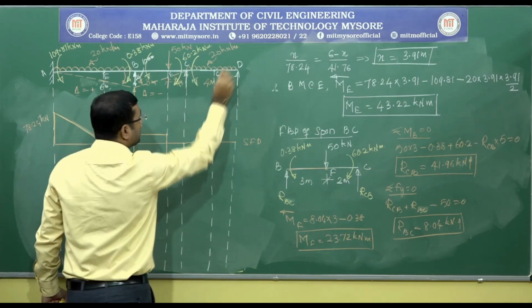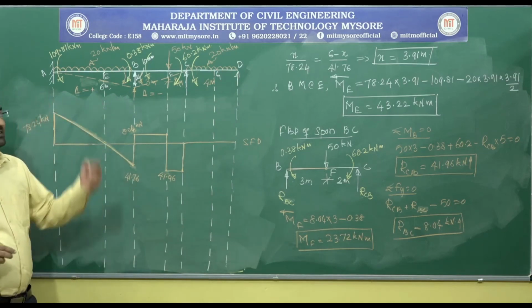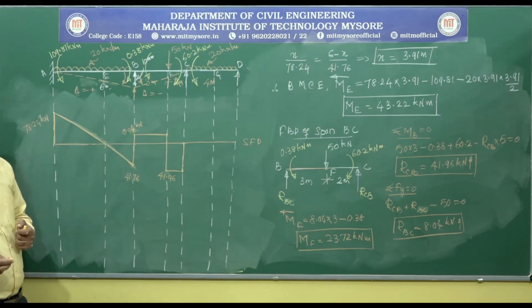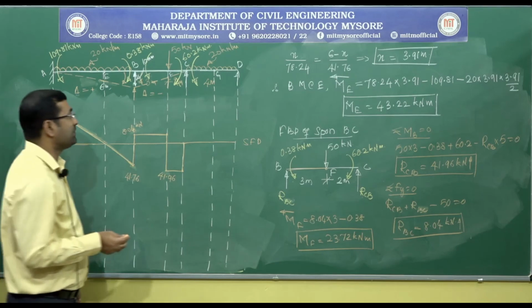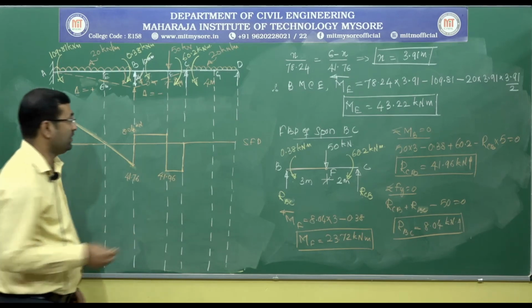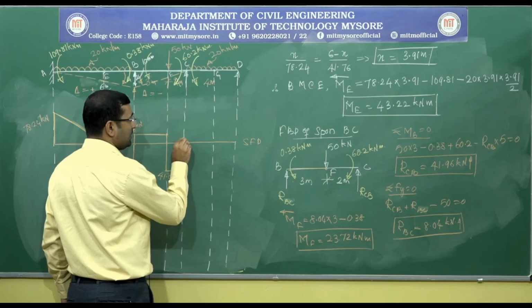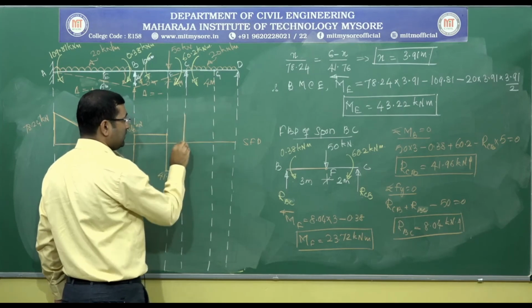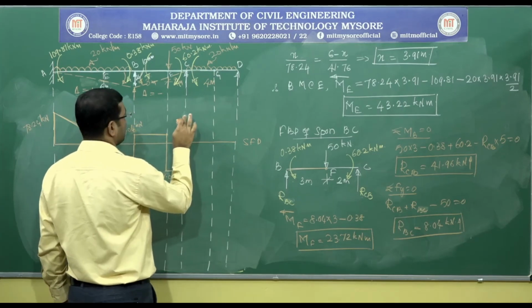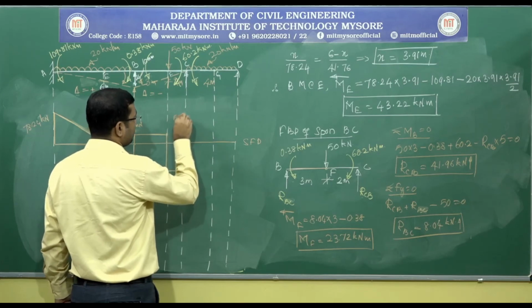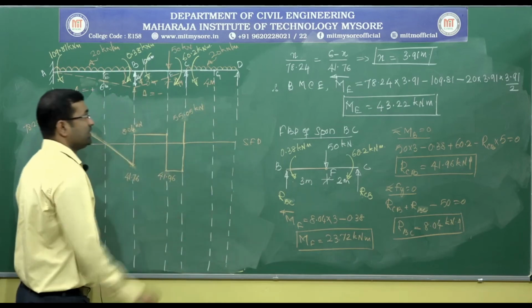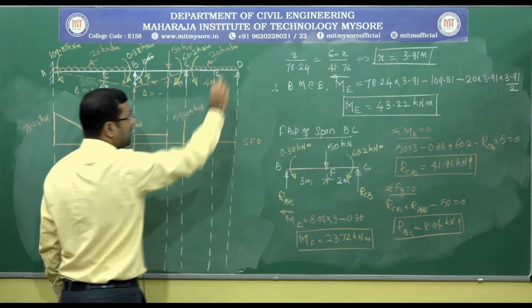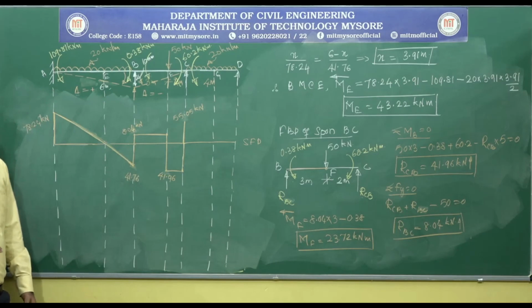If I come to the span CD, at C we have a positive reacting force, that is a reacting force which is acting vertically upwards, RCD. RCD is about 55.05. As it is a positive value, I am going to take the line vertically up. It is about 55.05 kilonewtons.